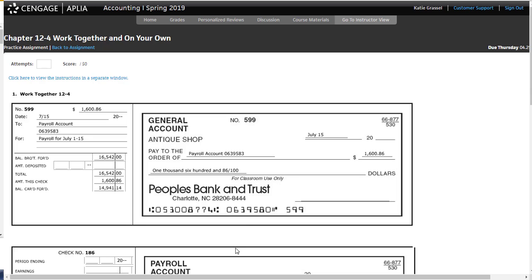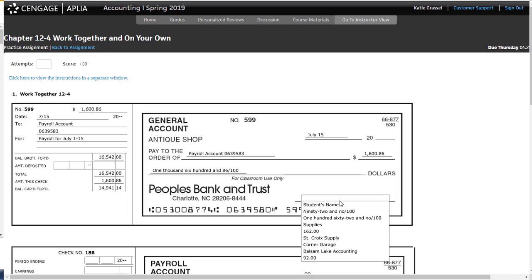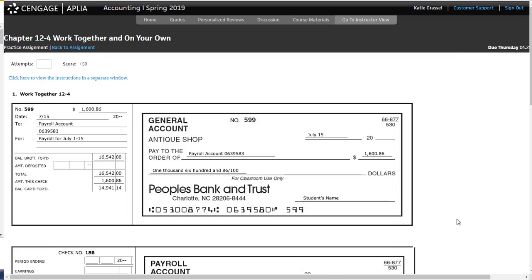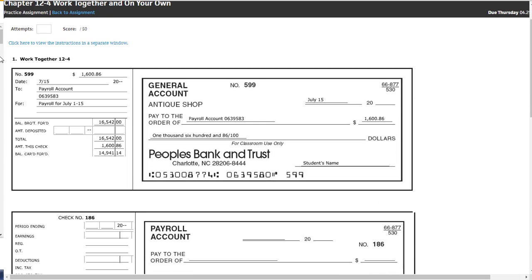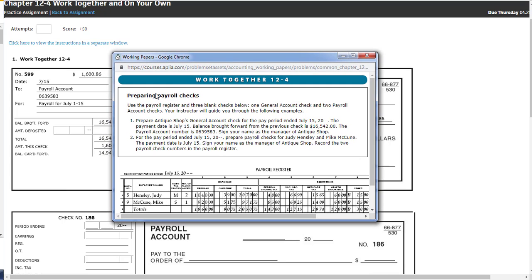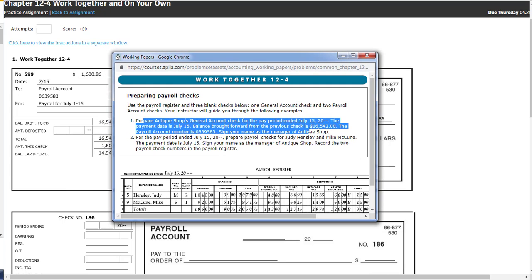Now, the only thing that I don't like about this Aplia problem is, do you see this big gap between the 0 and the word dollars? You need to put a line in there so no one could go ahead and modify or change the amount of the check. The last thing that you have to do is sign it with your signature. Student name. Okay? So, that was instruction number 1.